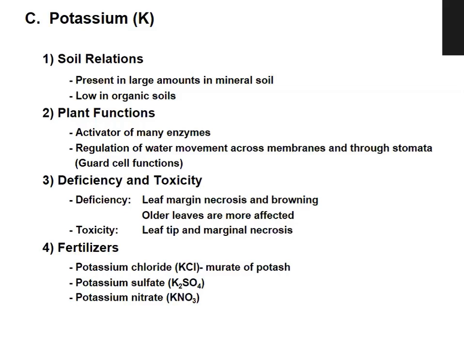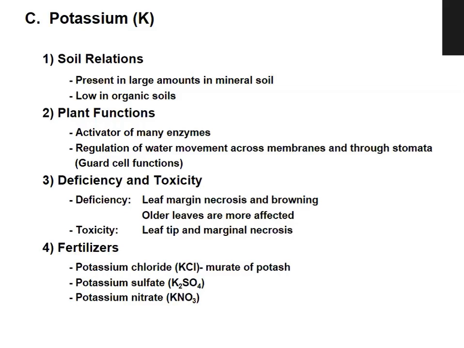Then let's start with the deficiency and toxicity symptoms of potassium. Deficiency of potassium causes leaf margin necrosis and browning. What is necrosis? After yellowing of the plant, known as chlorosis, necrosis occurs. The leaves turn brown to blackish and fall down. Older leaves are more affected because the deficiency symptoms are marked on older leaves. These are the particular deficiency symptoms of potassium.